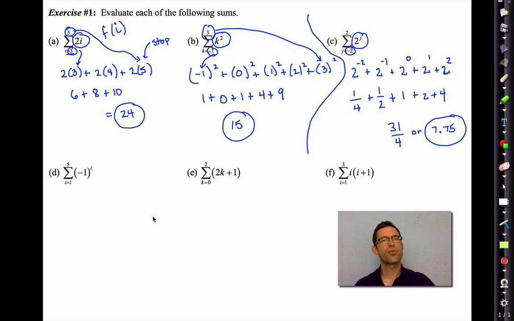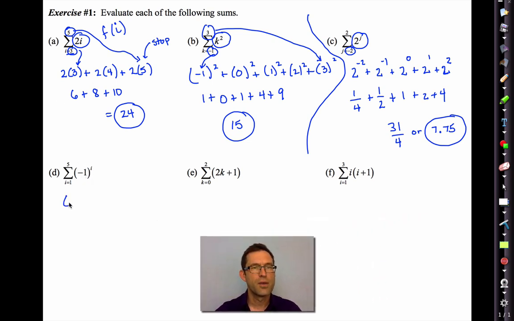All right, let's go through them. Letter D, we're taking -1, kind of like this last problem, and we're raising it to the i. So we're going to have -1 to the first, -1 to the second, -1 to the third, -1 to the fourth, and again, -1 to the fifth. Now, -1 raised to integer powers is actually kind of important.